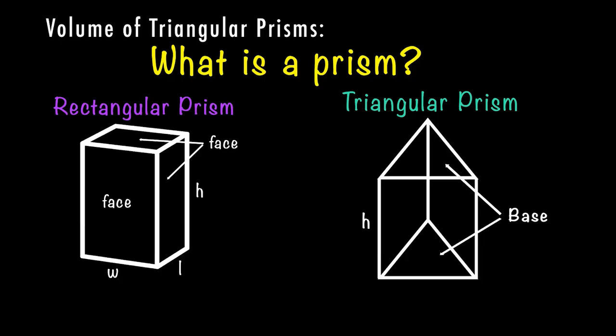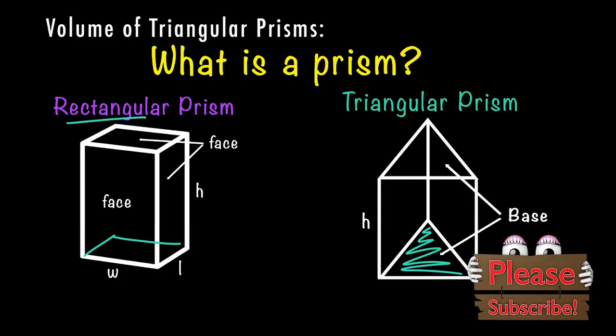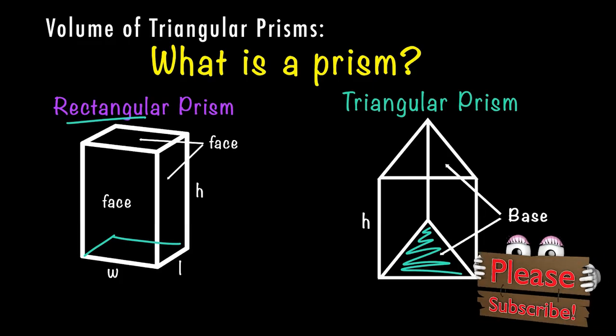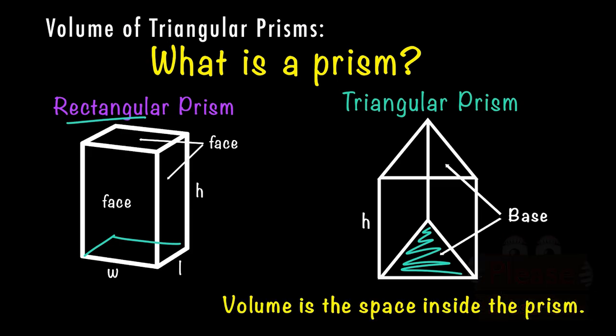So the first word of your prism is going to indicate the shape of the base. So when we had a rectangular prism, we had a rectangular base. Now that we have a triangular prism, we're going to have a triangular base. There are still 2 bases. So a prism indicates how many bases, and the word in the front indicates the shape of the base. In order to find the volume, we are looking for the space inside of the prism.